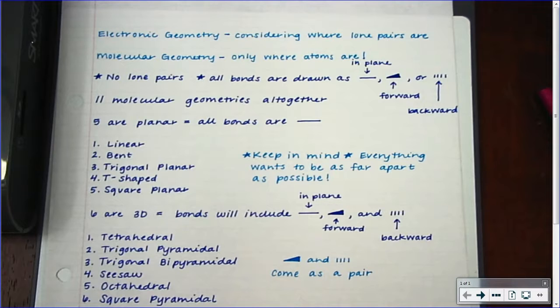So a few things to keep in mind, and they're starred right here, is that everything, whether it's an atom or a lone pair, wants to be as far apart as possible. And that's the whole reason why we have these different 3D shapes that we get from our Lewis structures. So if everything wants to be as far apart as possible, they're going to move to accommodate that. The second thing to keep in mind is down here. If we're going to use a wedge, we have to use a dash, or vice versa. They come as a pair, and you cannot have one without the other.